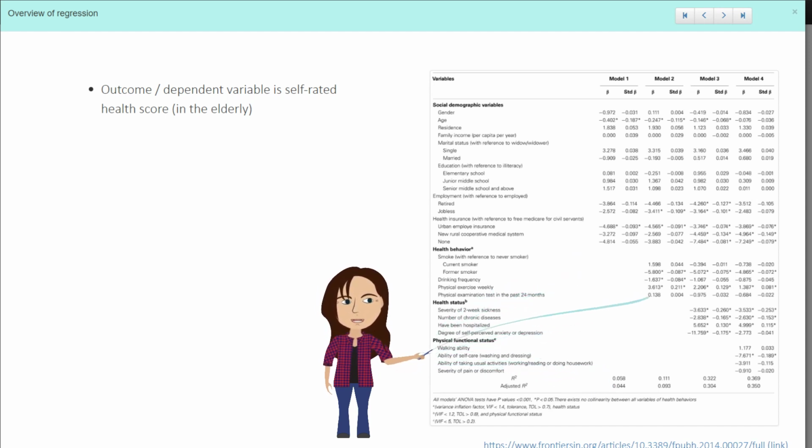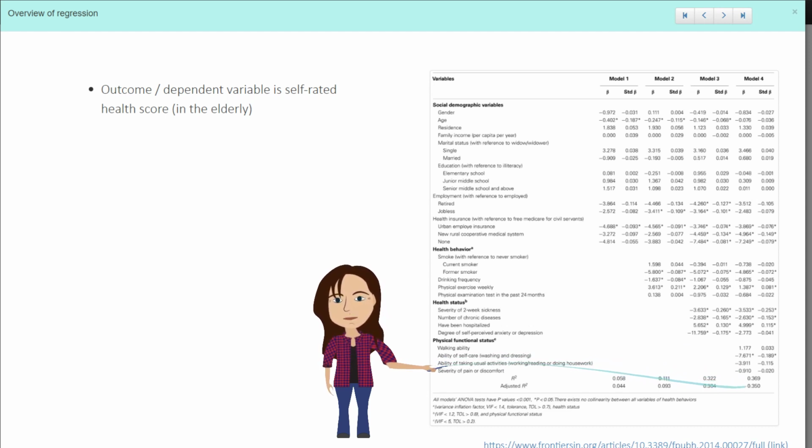Then for the next model, they've tried adding a few more health behaviour variables in, and there's the adjusted R squared down here. It's gone up a little bit. Then they've added a few more variables in for health status, and again the R squared has gone up a bit, meaning we're explaining more variation in the outcome now. And then the final model, which has got a ton of variables in it, is explaining even more variation in the data. But you'll notice that it's still not that high.